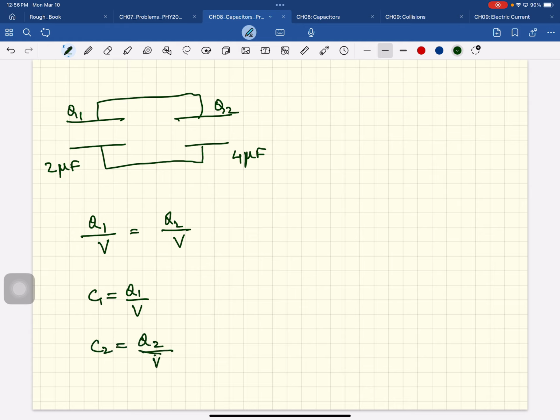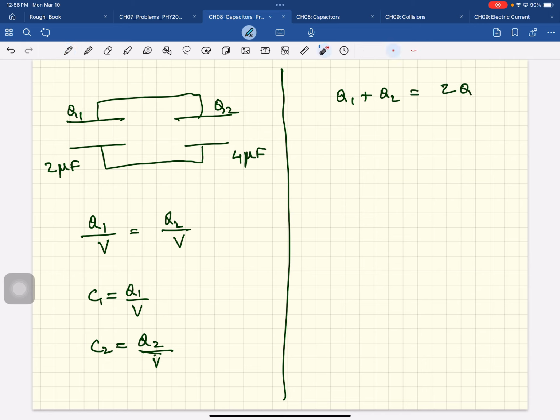We don't know the voltage, but here's another equation you know. Q1 plus Q2 should equal 2Q. Remember, the charge before you connected them was Q and Q, and so when the charge is redistributed, the sum of the charges is equal to 2Q. What are the two unknowns? Well, we know these, we know this. Q1 and Q2 are the unknowns.